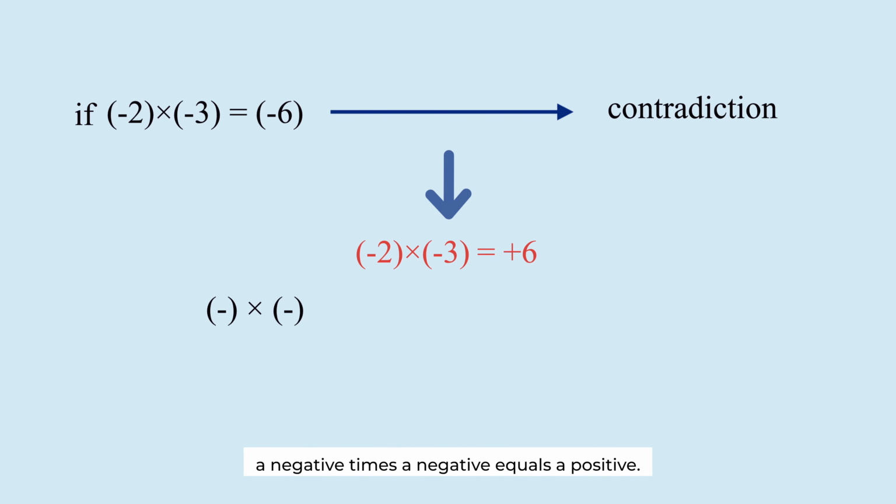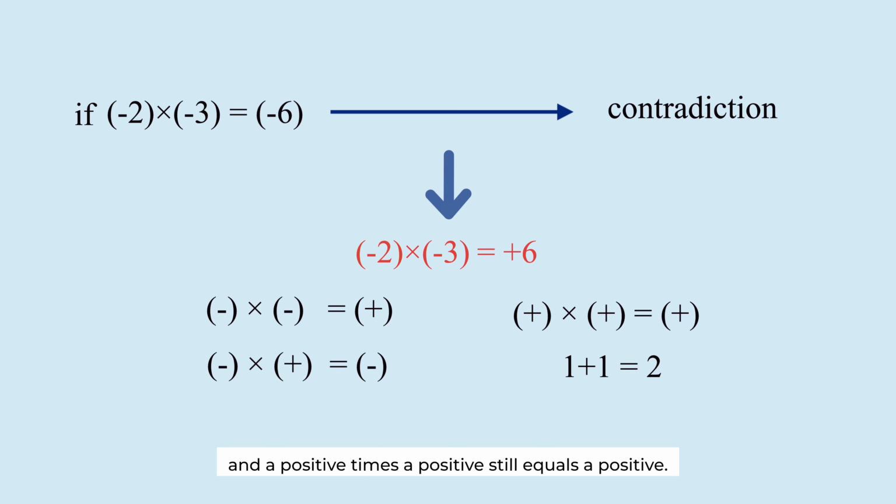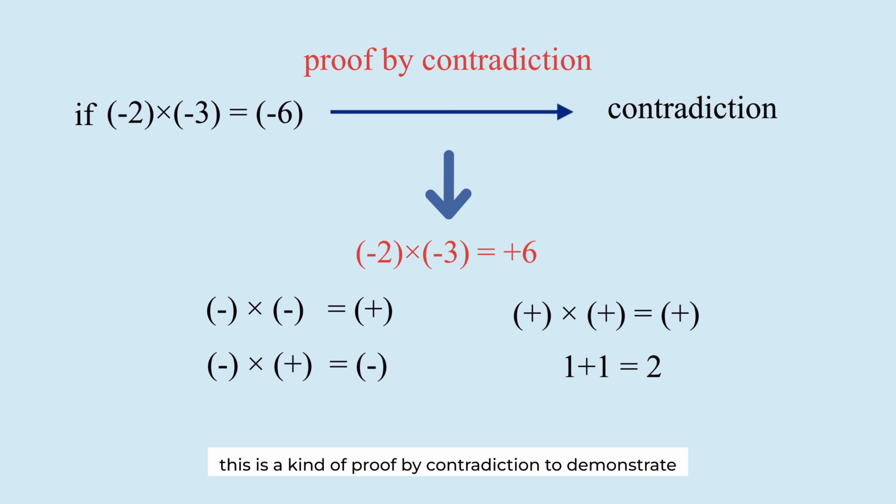A negative times a negative equals a positive. And a negative times a positive equals a negative. Only then can 1 plus 1 still equal 2, and a positive times a positive still equals a positive. This is a kind of proof by contradiction to demonstrate that a negative times a negative equals a positive.